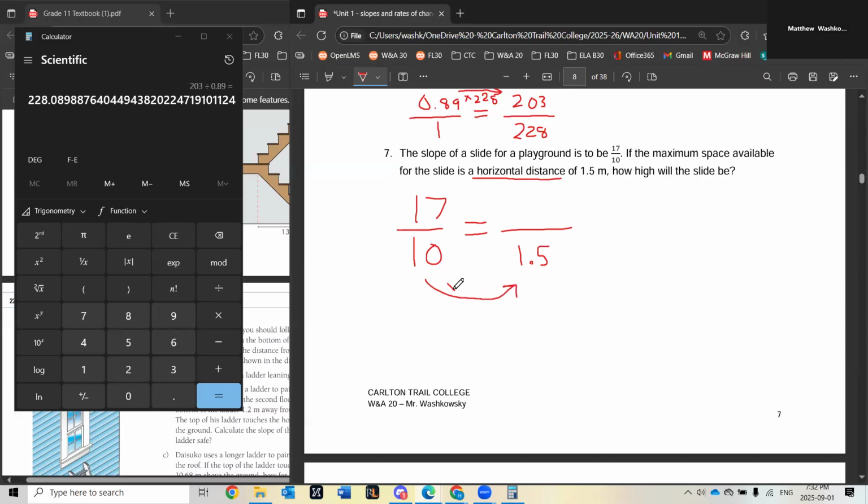So 10 times something gives me 1.5. Or 1.5 divided by something gives me 10. So 1.5 divided by 10, not times, is 0.15. Yes, you can multiply by a tiny number. That's going to make it smaller. That's what's happening here. So 17 times 0.15 gives me 2.55 meters.